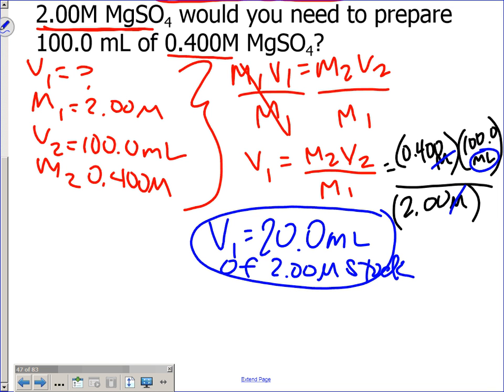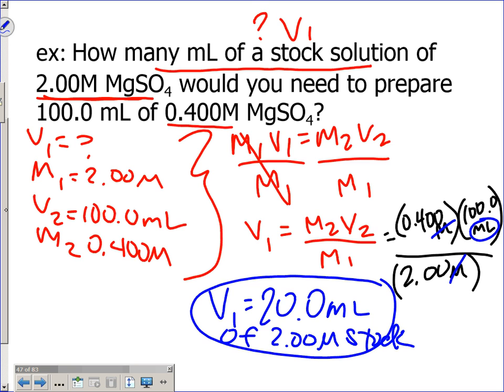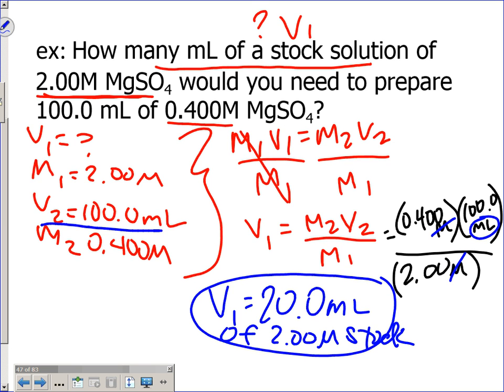Say again? Anybody? Jillian? What kind of solvent are we likely using for most of our solutions? Water. Okay, so you're going to take the stock solution, and what are you going to add to it? Water, but how much water do you add? What am I trying to get to? A 100 milliliter solution, right? So how much would I add to that to get it to 100? 80 milliliters.